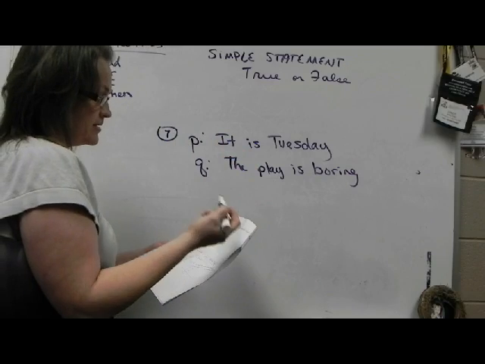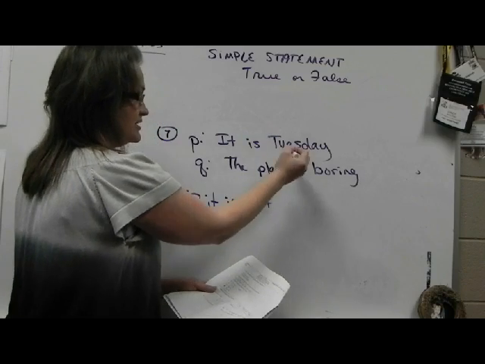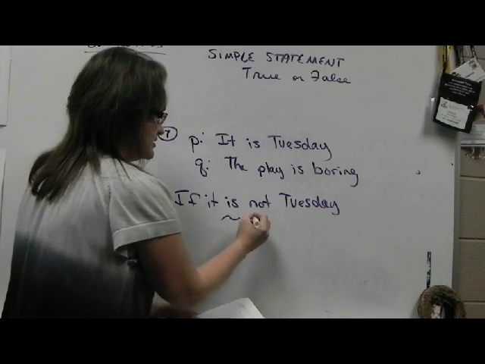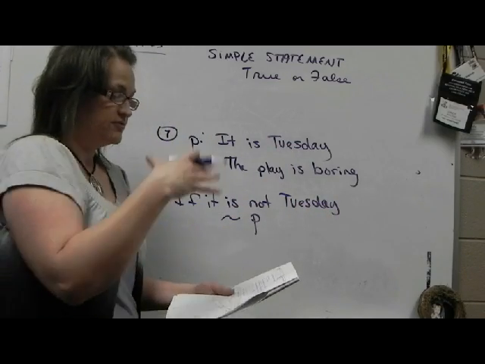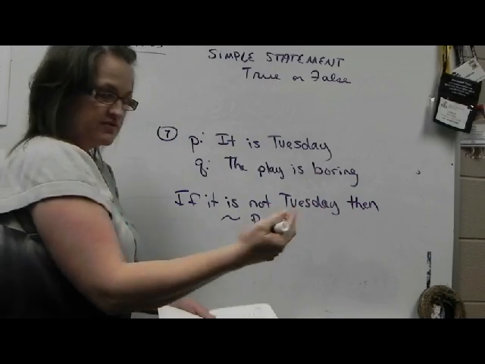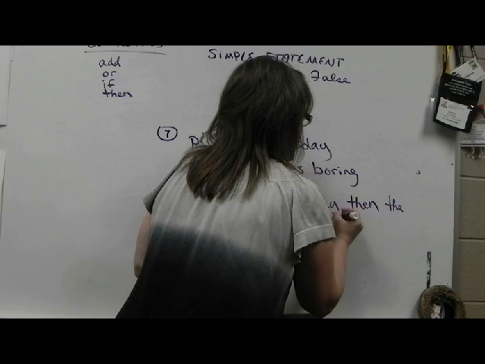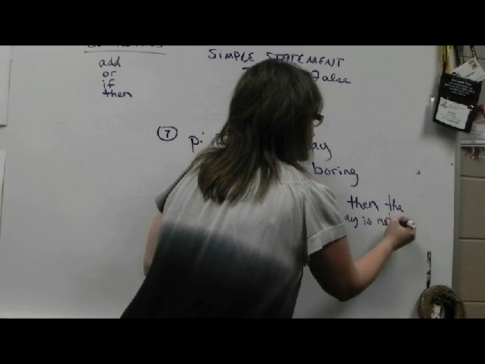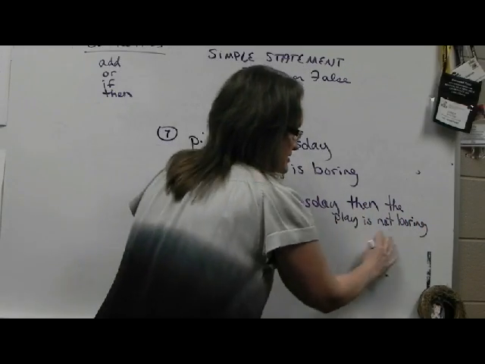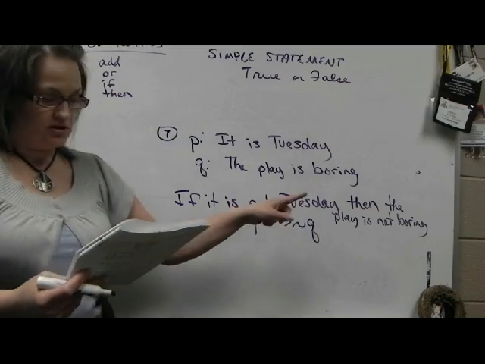It says write the following compound statement in symbolic form. So we're going to write if it is not Tuesday. So negating P, it is not Tuesday. So we said that's not P. And remember it said if it is not Tuesday, then, that's your if-then statement, which is the one arrow, the conditional, then the play is not boring. That's a negation of statement Q. The play is boring, so this says the play is not boring. So we're negating statement Q. And that's our choice. Not P, then not Q.